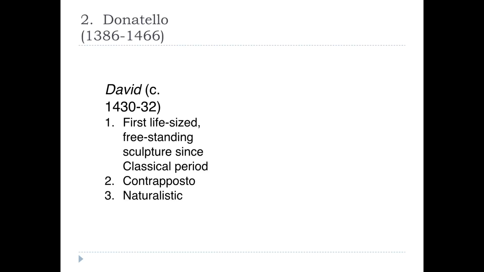Oh, and then this one's in your book, I think. I'm sorry, I meant to put this picture in here. Then you have Donatello's David, which was probably around 1430 to 1432. That's what c means. C stands for circa. It's the first life-size freestanding sculpture since the classical period. And contrapposto.